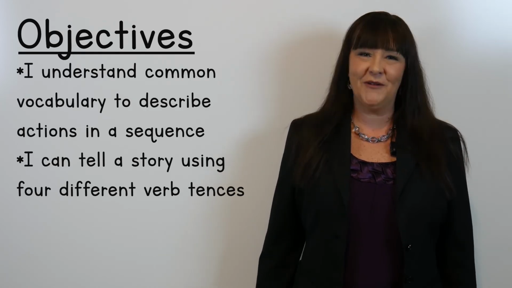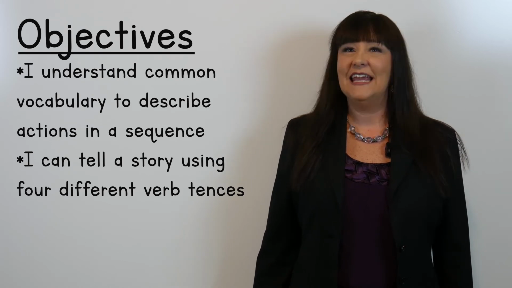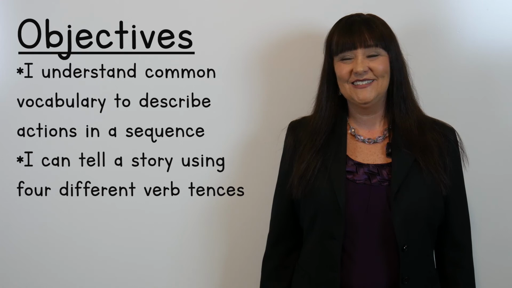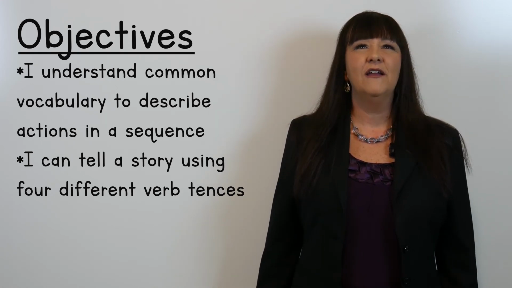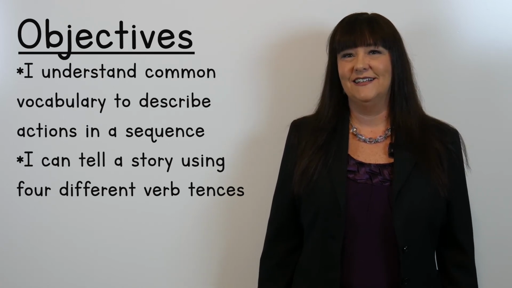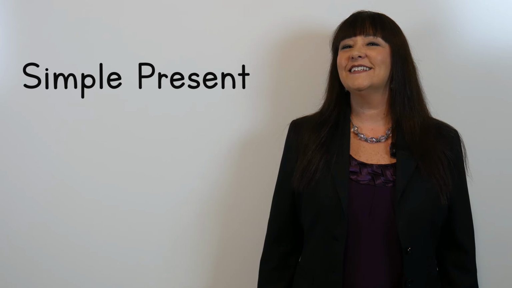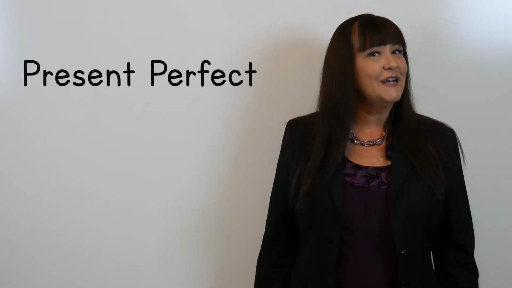So now that we've had some practice telling a story 4 different ways, let's go ahead and look at today's objectives and see how we did. Do you understand common vocabulary to describe actions in a sequence? I think you do. Can you tell a story using 4 different verb tenses? Can you tell the story in the simple present, in the present continuous, in the simple past, and in the present perfect? We've had some practice with that, haven't we? So for now, that's going to conclude today's lesson.